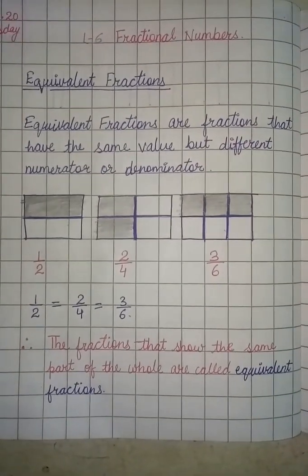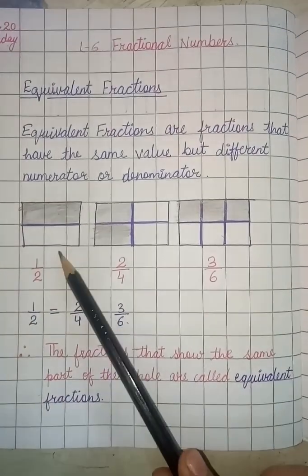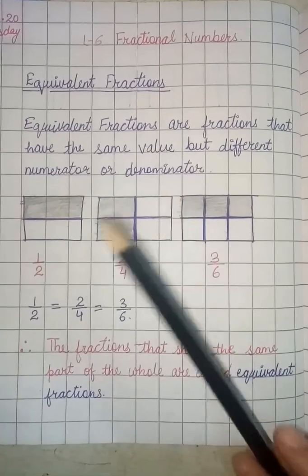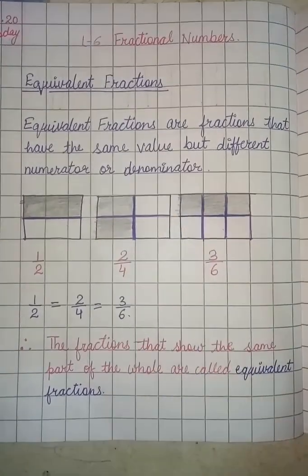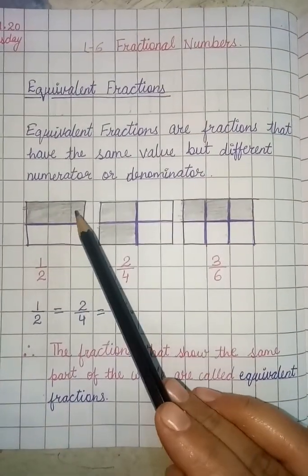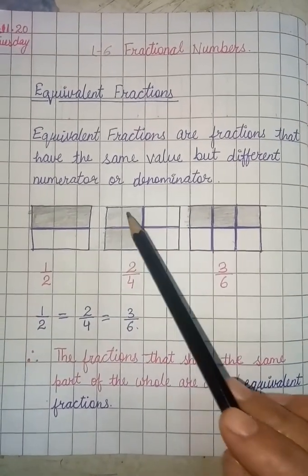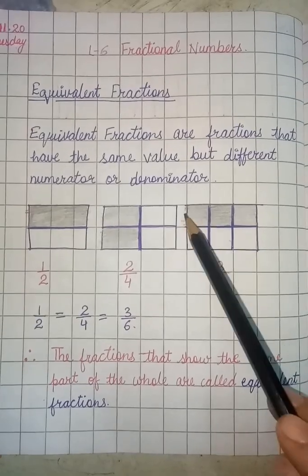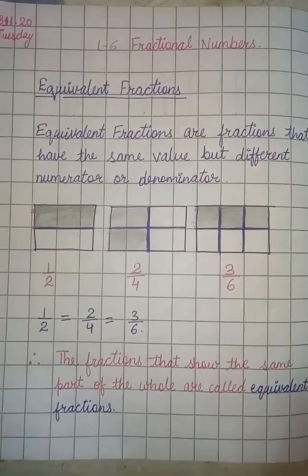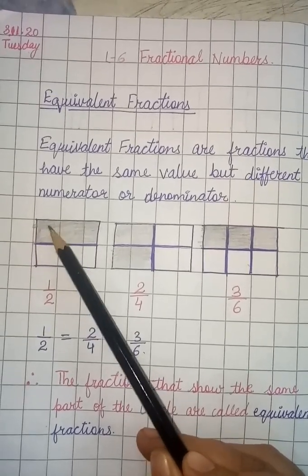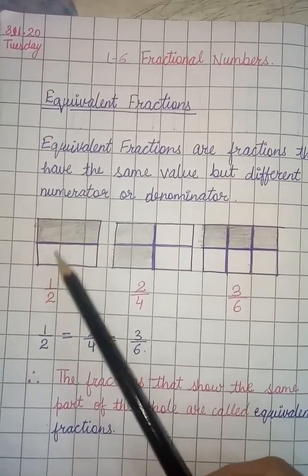Let's take an example. यहाँ पे हमने 3 boxes बनाए हैं and we have divided them and shaded them. So उनका कुछ part जो है shaded है. So here we have 2 parts. In the next one we have 4 parts and in the next one we have 6 parts. We have shaded one part of the 2.